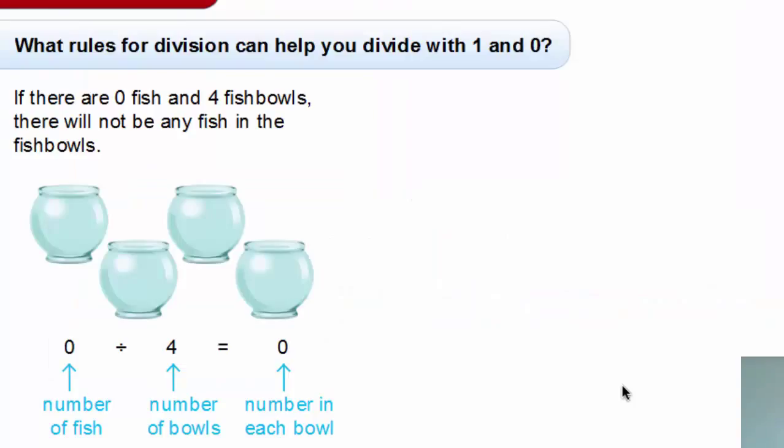Now we're looking at zeros, dividing with and by 0. If there are 0 fish and 4 fish bowls, there will not be any fish in the fish bowls. Doesn't that make sense? If you have 0 fish to divide, then you have 0 fish in the fish bowls. It's kind of common sense, right? Duh. So here's 0 fish divided into 4 fish bowls. We still have the fish bowls. But if you divide 0 or no fish into 4 fish bowls, you're left with 0 in each fish bowl.